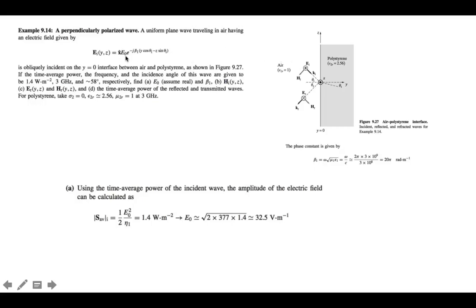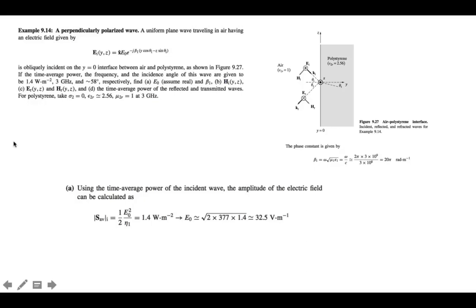We're given the vector direction. It's in the x-hat direction, and then we're given the expression for the direction of propagation. It's obliquely incident. We're told that the time average power is 1.4 watts per square meter. The frequency of the wave is 3 gigahertz, and the angle of incidence is roughly 58 degrees. So we're asked to find the amplitude of E. We're asked to find beta 1, which is what we've been calling K1. And we're asked to find expressions for incident H, reflected E, reflected H, and the time average power of the reflected and transmitted waves.